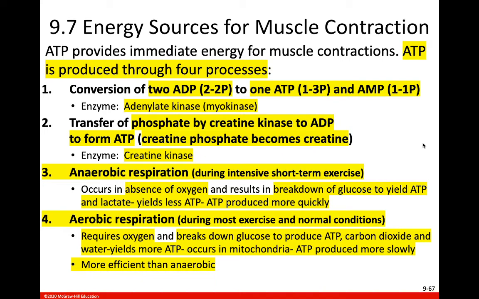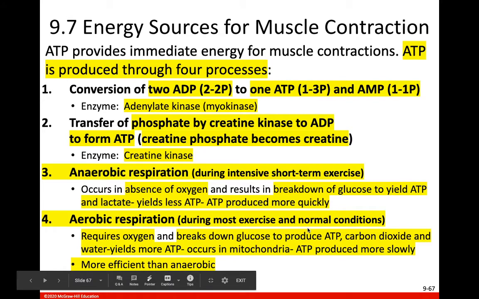So this is going to be, again, produced under normal conditions, normal exercise, when you are not doing a really intensive workout. At a normal pace, you are going to steadily produce this ATP. It's going to be produced more slowly but steadily for this normal intensity workout. Again, you do get more ATP with this process, so it is more efficient than anaerobic respiration.